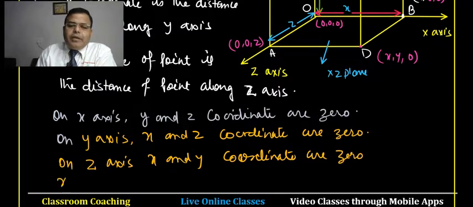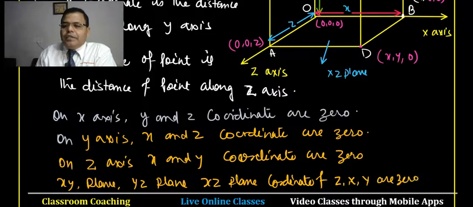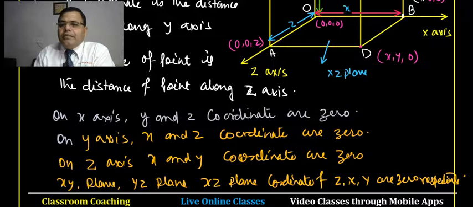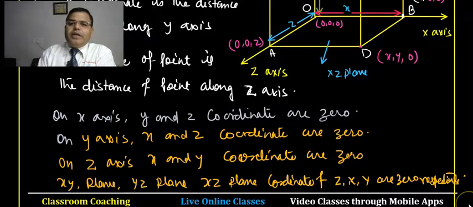Similarly, on the xy plane, yz plane and xz plane, the coordinates of z, x and y are 0 respectively. I hope you got it. So in the xy plane, the z coordinate is 0. In the xz plane, the y coordinate is 0. Sorry, this is an xz plane, so the y coordinate is 0.